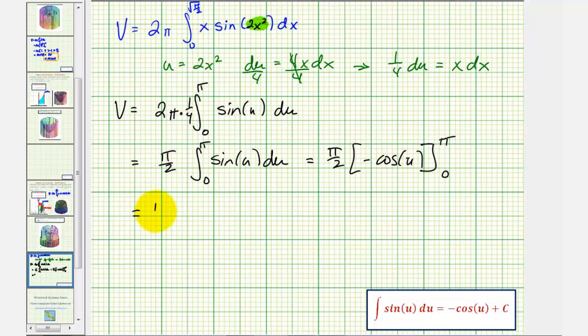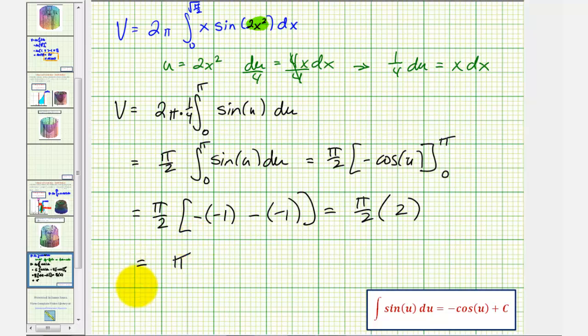So we have pi over 2 times, well, cosine pi would be negative 1, but we also have a negative sign here, so we have negative negative 1, or the opposite of negative 1, minus cosine 0 would be 1, so we'd have minus and then a negative 1. So this ends up being pi over 2 times, this is 1 plus 1 or 2, and therefore the exact volume is pi cubic units, which would be approximately 3.1416 cubic units.